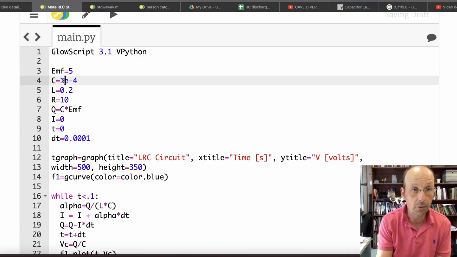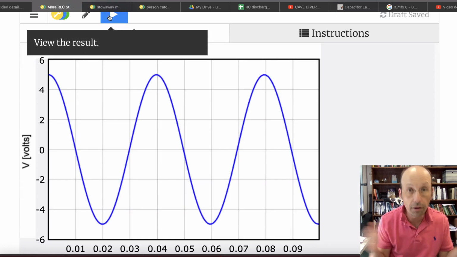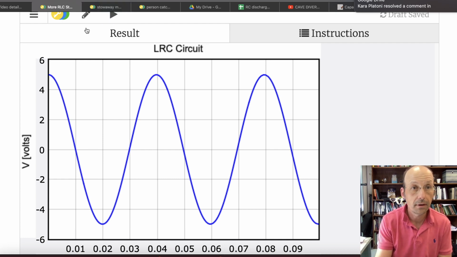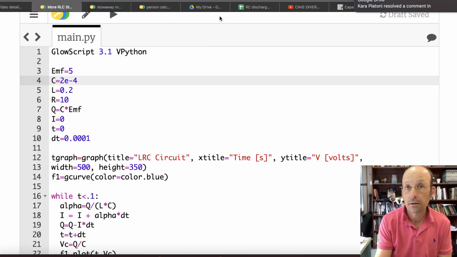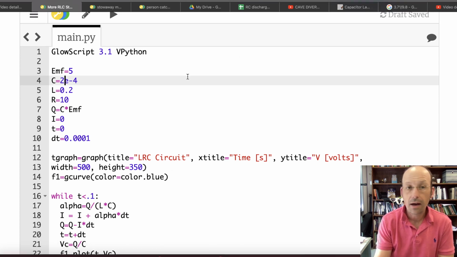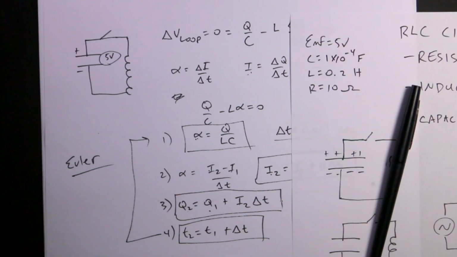What if I make this bigger? Capacitance is 2 times 10 to the negative. It also decreases the frequency and makes it spread out. Okay. So you can see my comments right there. So let's now go back to the paper and add a resistor.